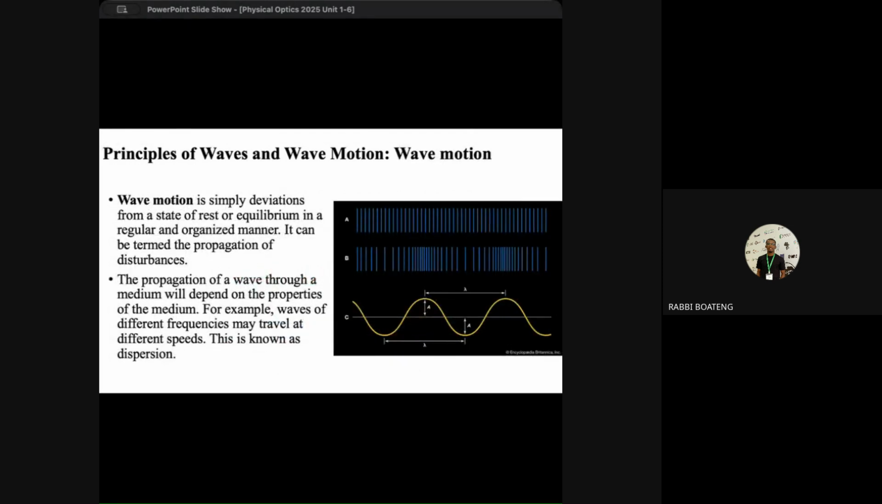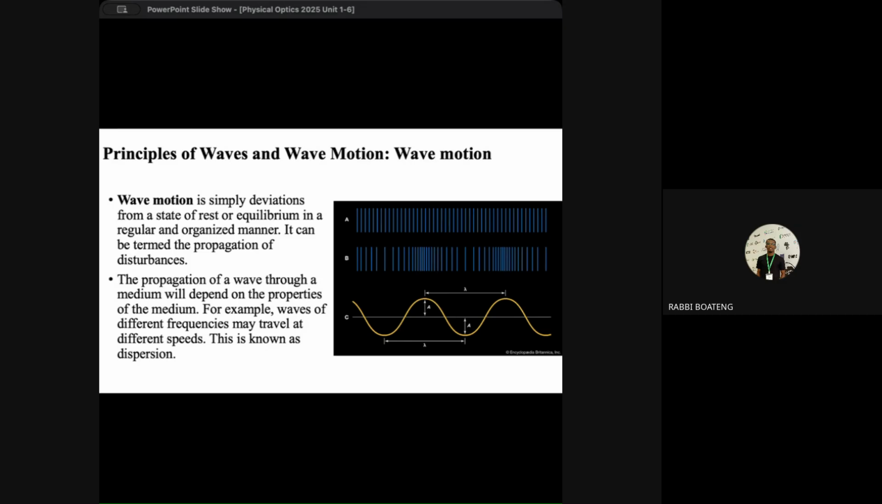Now, the motion that we are talking about, when we talk about wave motion, is the deviation from equilibrium. So when it is at rest and we move it, whether up or down, left or right, we've still deviated its equilibrium state. And that is what a wave is about. So let's keep that in mind.